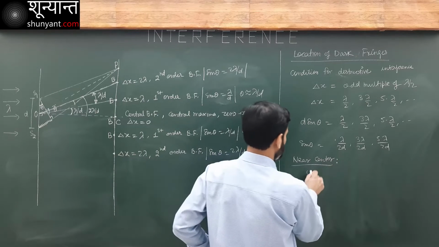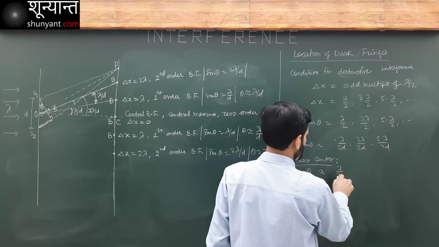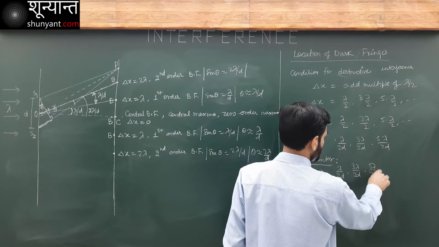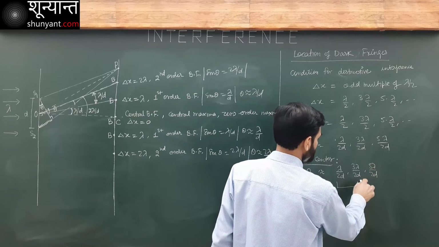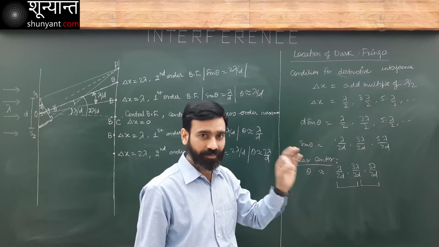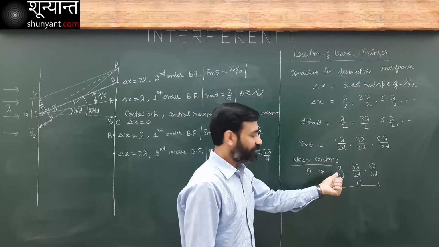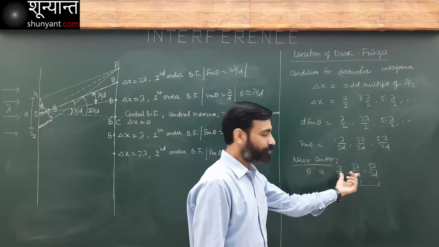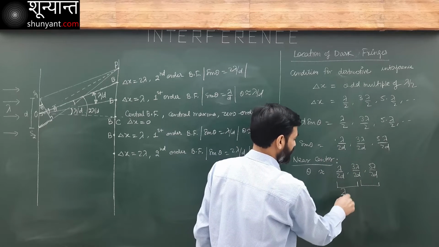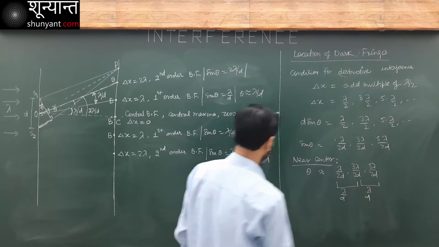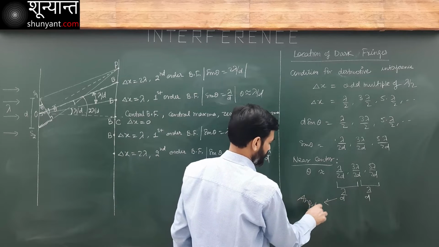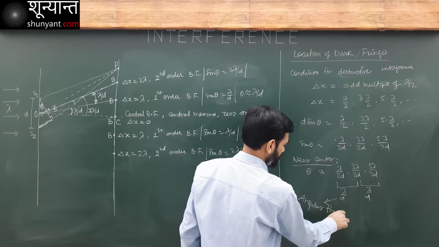Okay, theta will be approximately lambda over 2d, 3 lambda over 2d, 5 lambda over 2d. Now what will be the separation between the consecutive dark fringes? These are the positions of dark fringes. What will be the angular separation between two consecutive dark fringes? If you find the difference, it is going to be the same, lambda over d. This also is lambda over d. This lambda over d is known as angular fringe width.